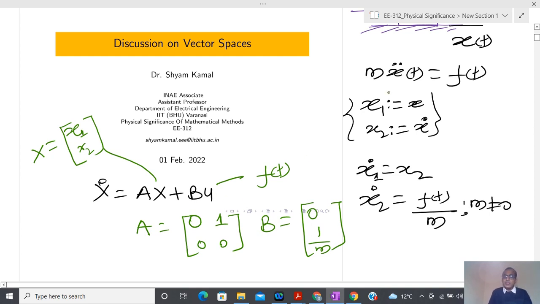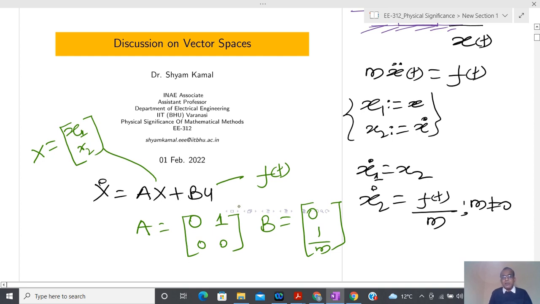Anyone? So this is called modeling by first principle. What kind of principle have I used? The law that is given by Newton. So here if you see the representation of this system, I have used a set of first order differential equations to represent this system.